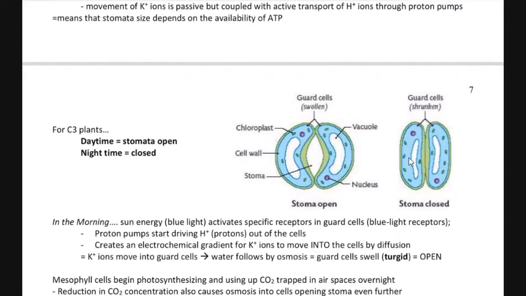That's it. So one more time. Throw ions inside, water will come in, they swell, I open the hole. Throw ions away, water will follow, it'll become flaccid, and you'll close it up. That's it. So there are more details in here that I need you to know. That's the basics of what I need you to know.